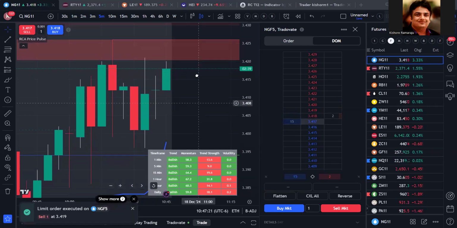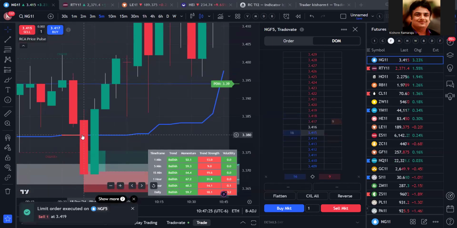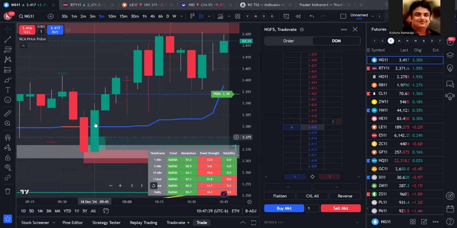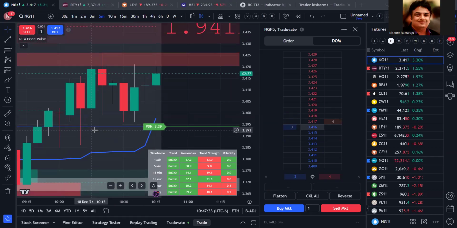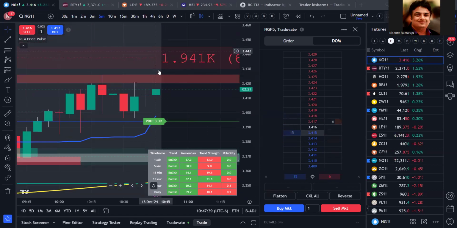So, for example, you miss this initial entry. Then what you have to do is wait for a pullback. Whenever you see a red candle and then a green candle, you can go long. Wherever you see the sell order, that is your target. So there is a high possibility for price to go till that point and then drop.